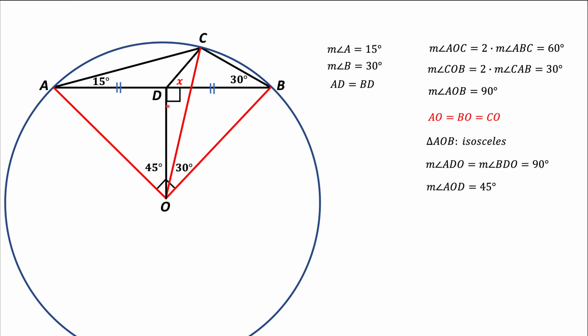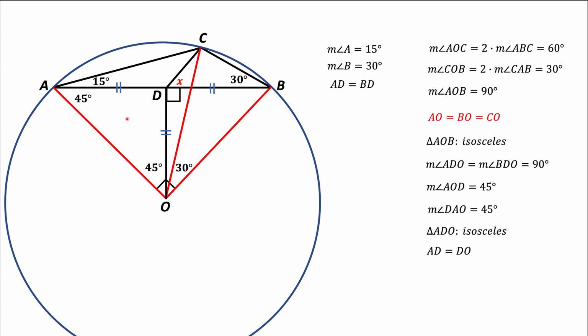But now let's look at triangle ADO. This is a right triangle. Angle D is 90 degrees. Now the angle O is 45 degrees. That means that the third angle we have here, this angle DAO, is also 45 degrees. So we got ourselves a triangle ADO that has two congruent angles. Such a triangle is isosceles, which means that AD and DO have the same length.